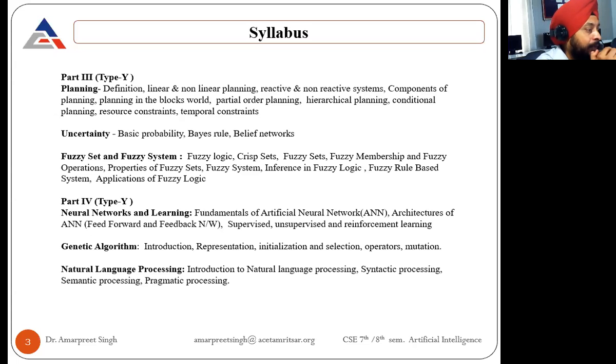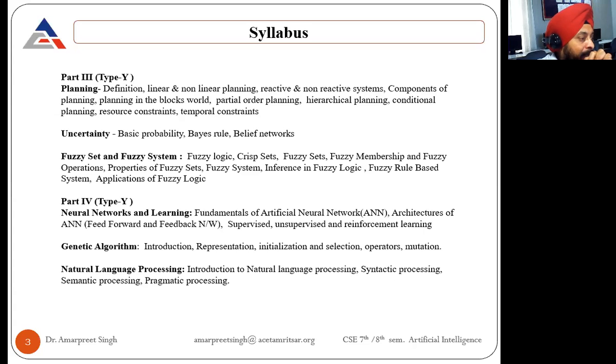Second type of uncertainty: some of the uncertainties are handled by the concept or the logic of fuzzy. That is the fuzzy logic. So there we will be doing fuzzy set and the fuzzy system, where we will cover fuzzy logic. We will see what are the crisp sets and what is the fuzzy set. We will see the difference between these two. Then fuzzy membership, fuzzy operations, properties of fuzzy set. So this is the first part of the fuzzy.